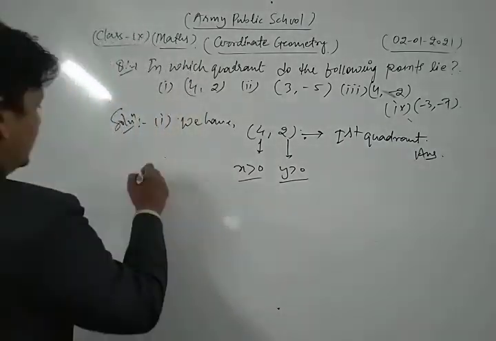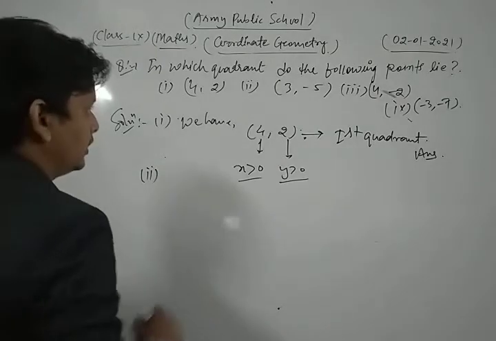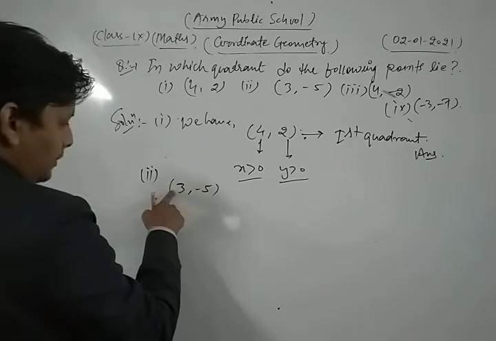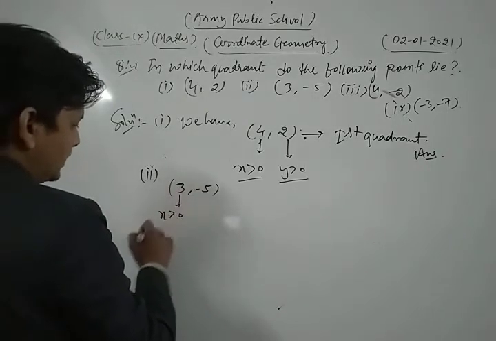Now similarly, we take the second one, which is (3, -5). Here abscissa is positive, so it means that x is greater than 0.